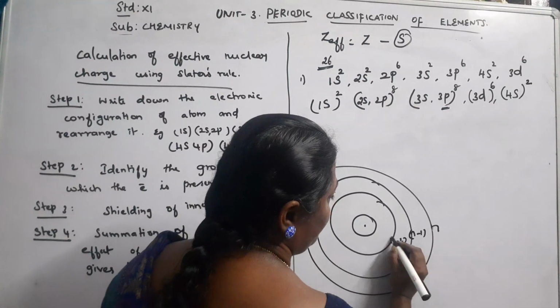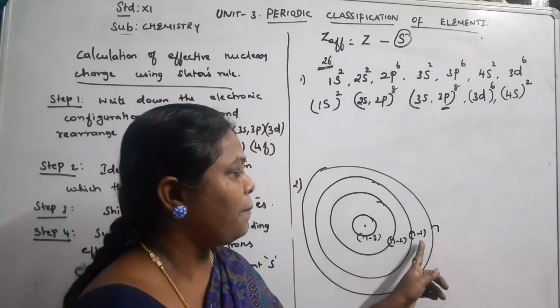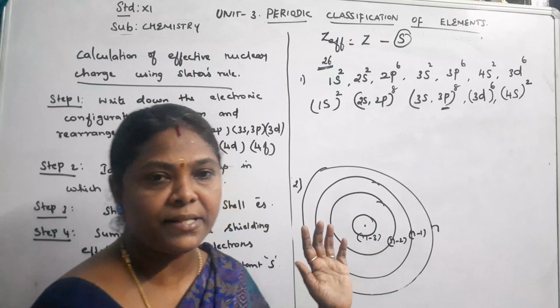n minus 1, n minus 2, n minus 3 and so on.